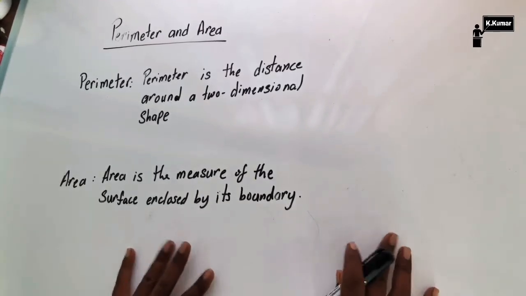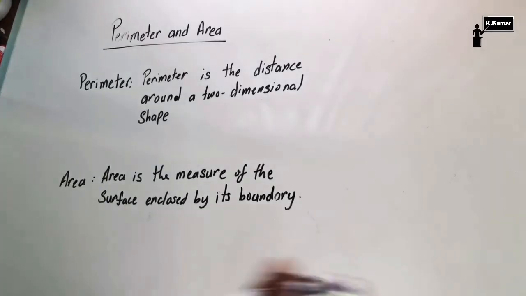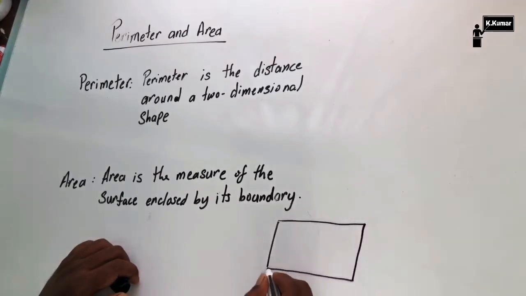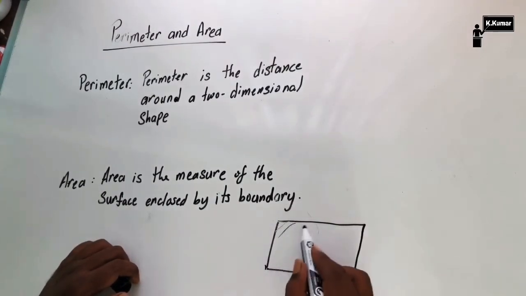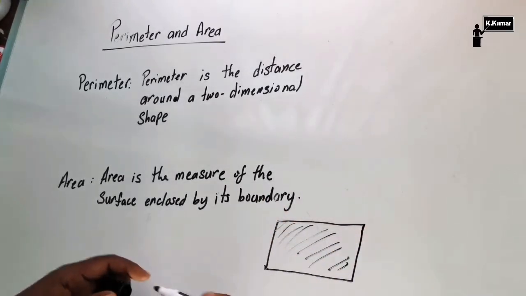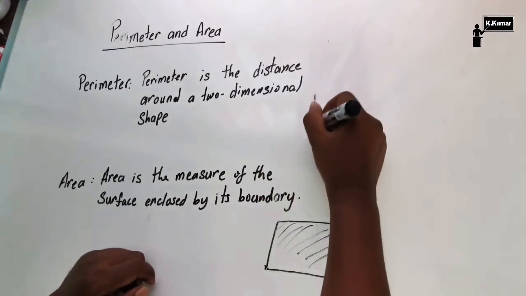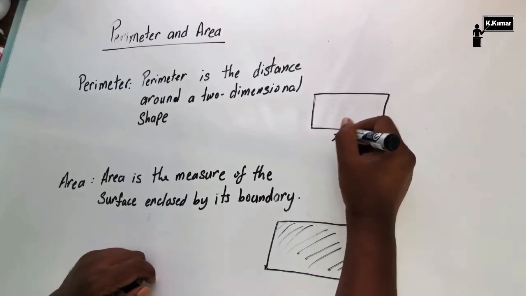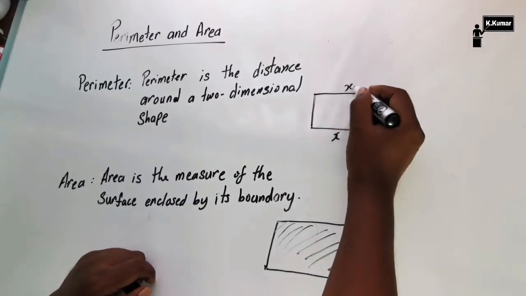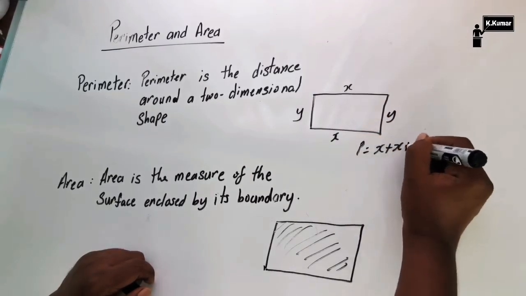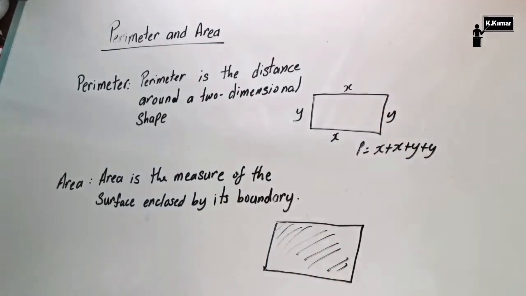Now, if you have a rectangle, then the area would be the measure of this surface. It's the part that is enclosed by the boundary. Whereas in this one, if you have x and y, then this is also x and this is also y. So the perimeter would be x plus y plus x plus y.